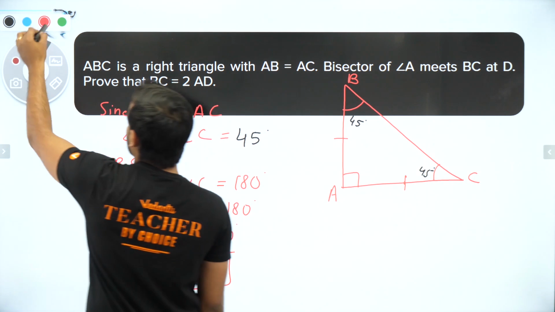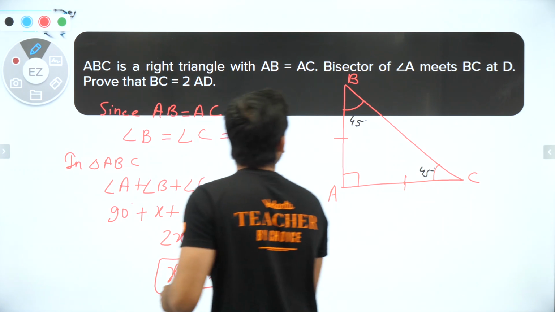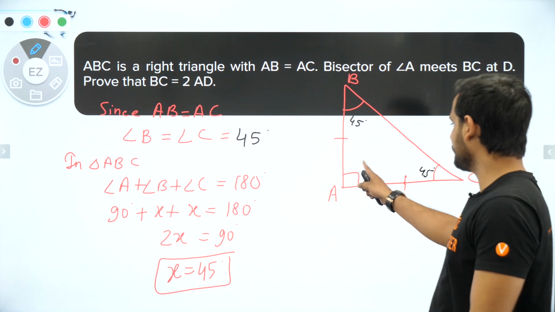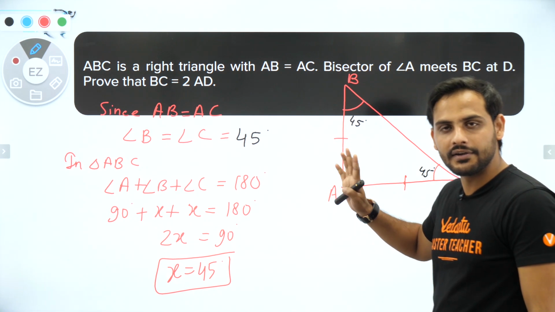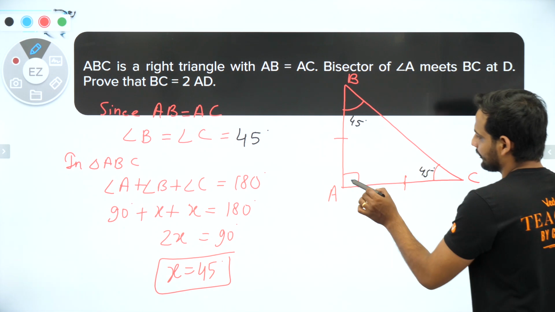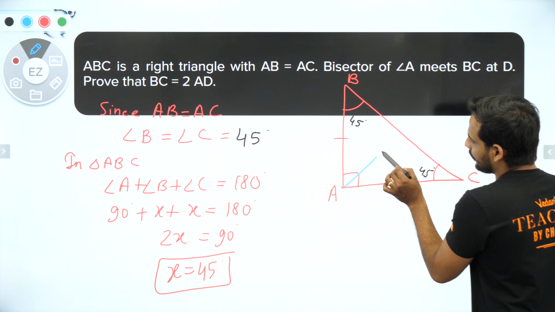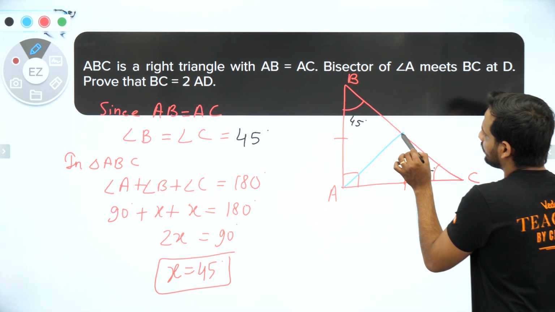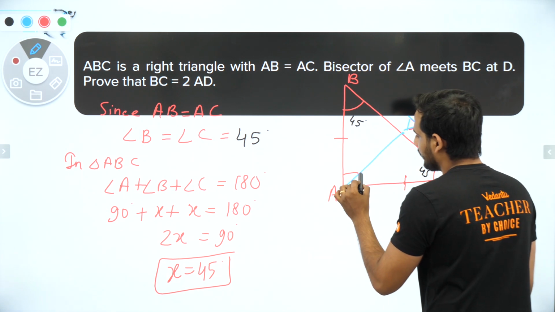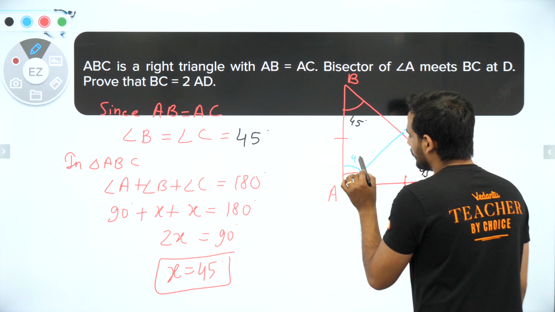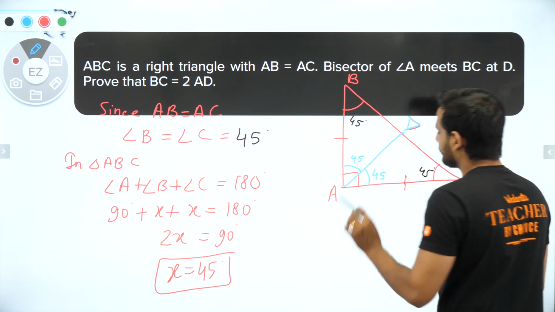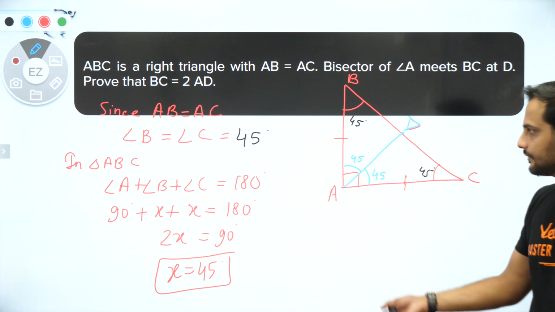The next part is telling us that if you draw the bisector of angle A, it means the line which will divide 90 degrees into two equal parts. So 90 degrees divided into two equal parts will be 45 and 45. The bisector of angle A meets BC at D. So if I draw this bisector, it meets BC at point D, and I now know that this angle will be equal to 45 degrees and this angle will also be equal to 45 degrees. Right or wrong? Obviously, it is the bisector of angle A.